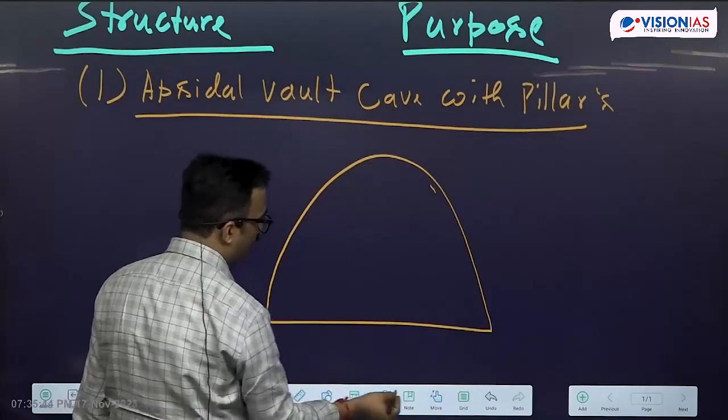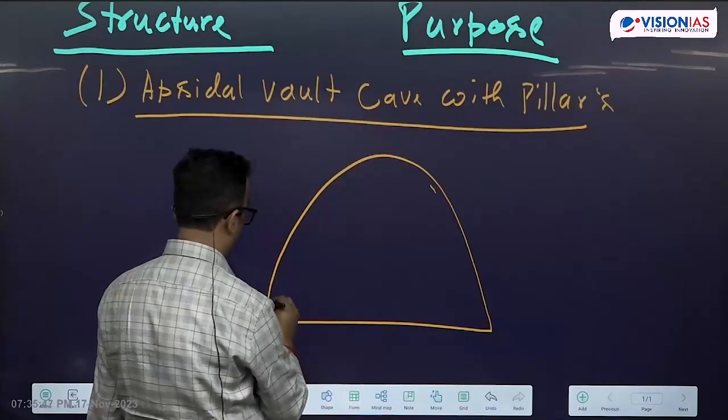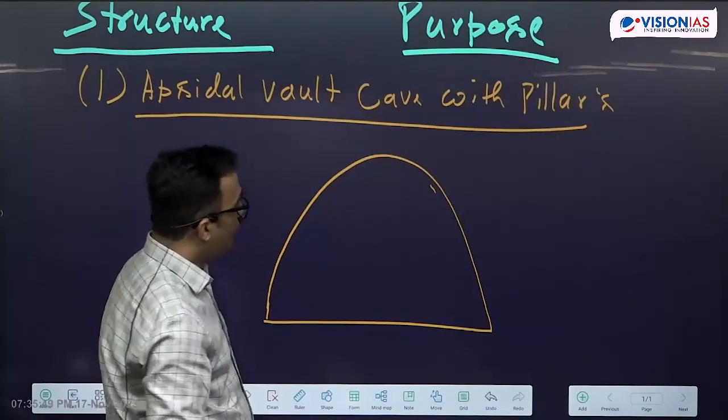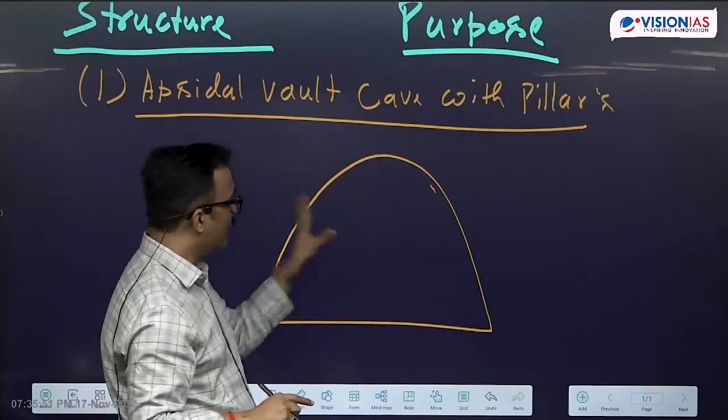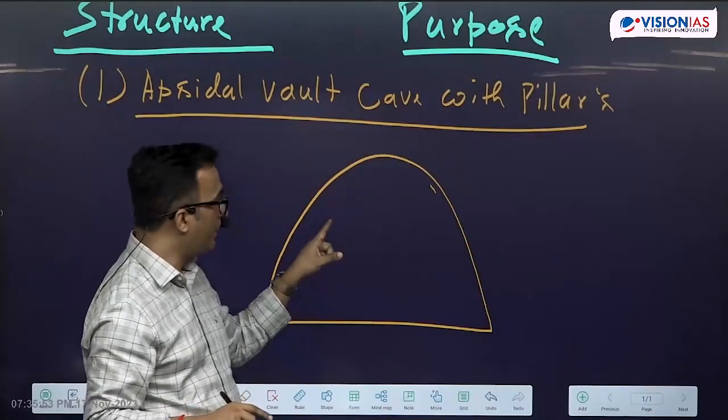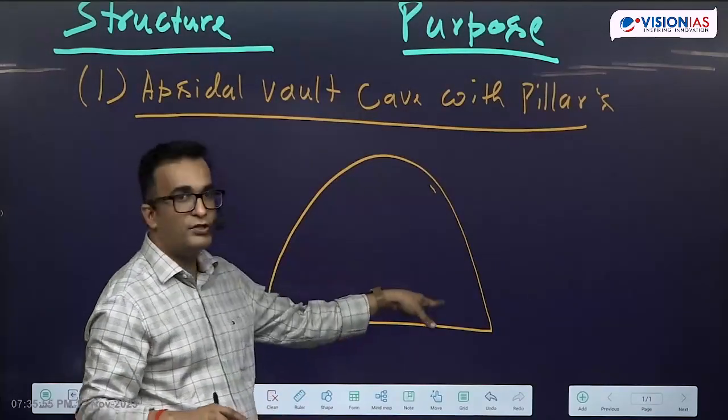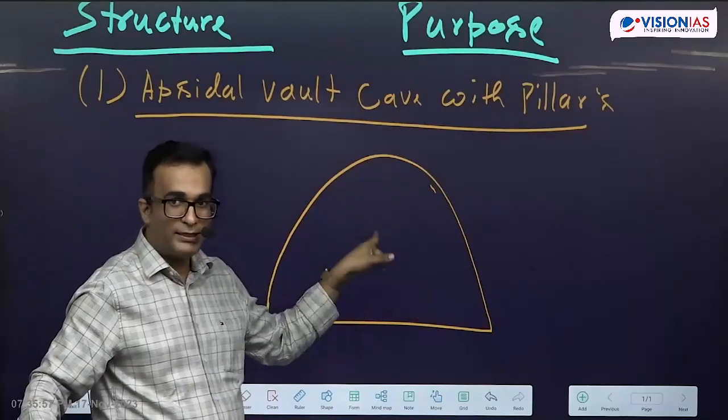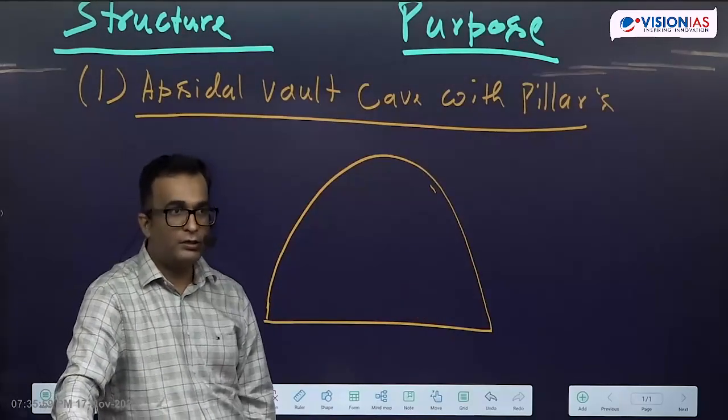So the caves were created like this, and this is the structure you are looking at. This structure is called apsidal vault. The shape is called apsidal.